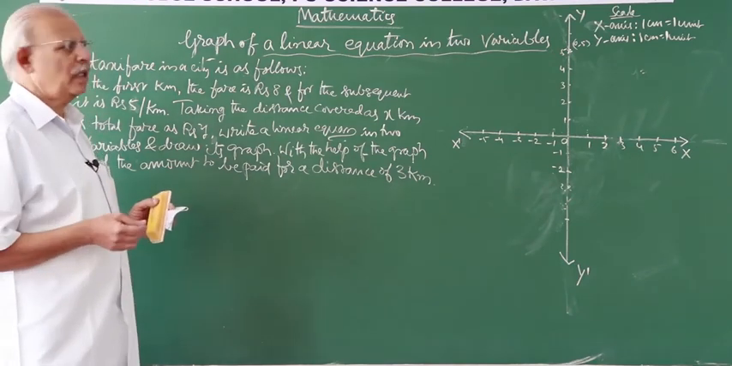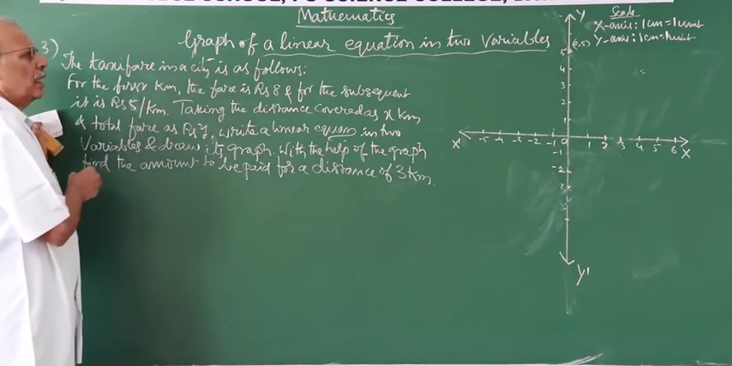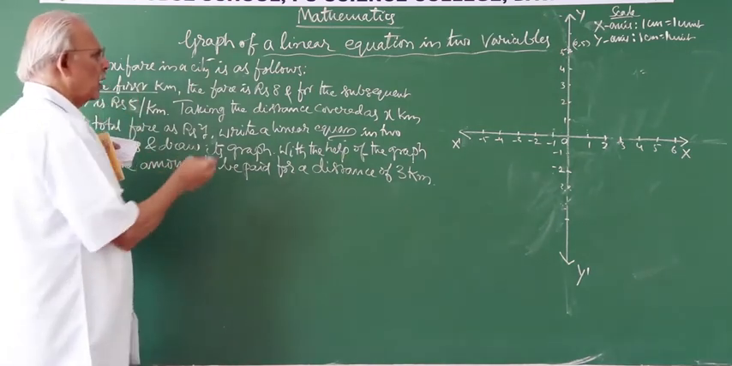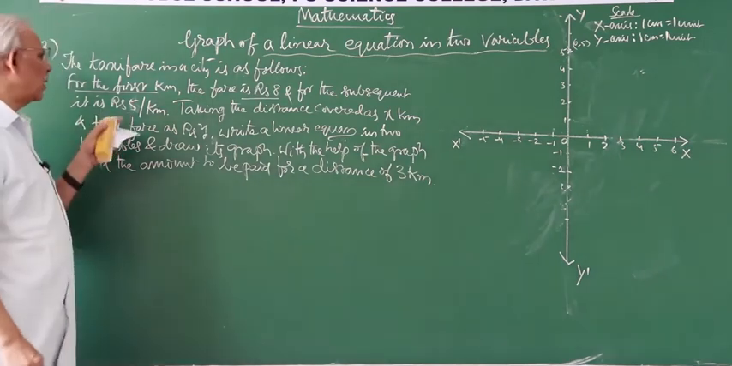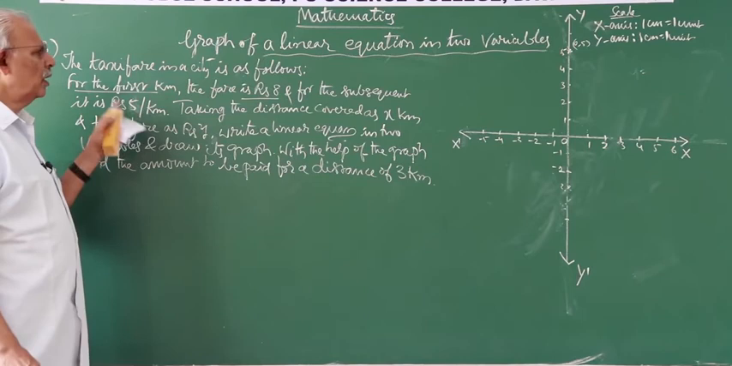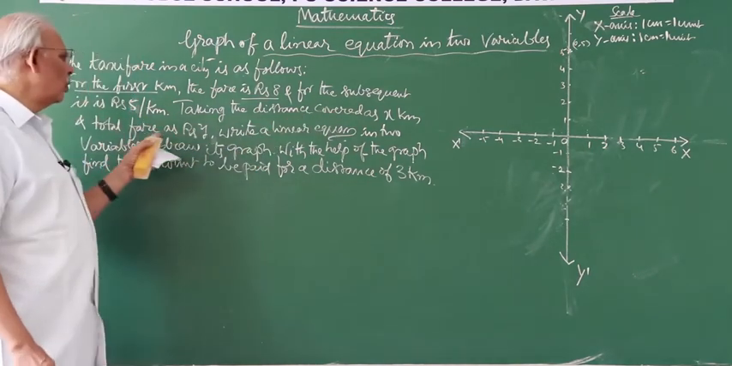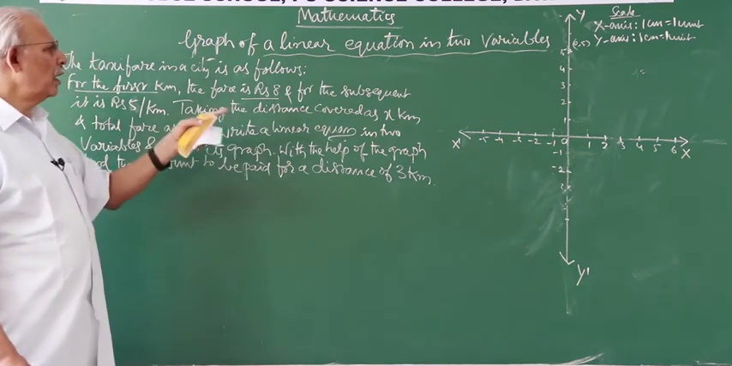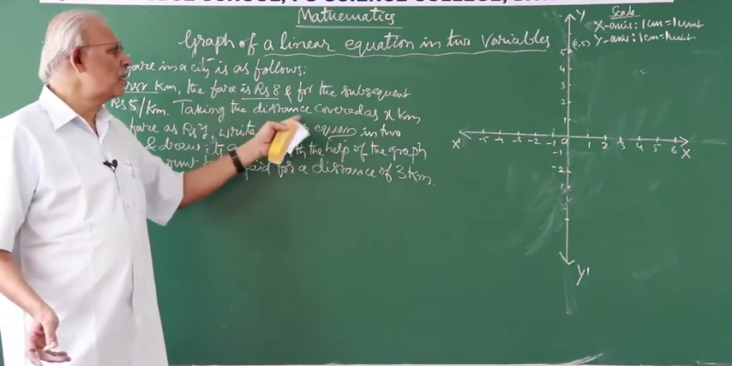First, you have to frame equation. Here, the taxi fare in a city is as follows. For the first kilometer, that is for the first 1 kilometer, it is rupees 8. For the subsequent kilometer, it is rupees 5 per kilometer. Now, taking the distance covered as x kilometer and the total fare as y, write a linear equation. Look here, let the total distance be x. This is not required because it is already given.